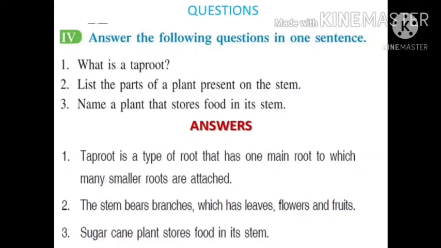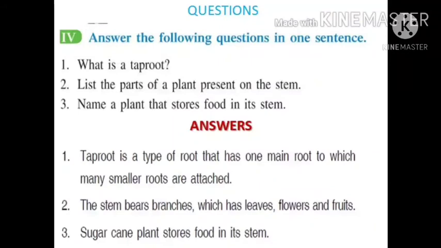Question number 4. Answer the following questions in one sentence. First, what is a taproot? Taproot is a type of root that has one main root to which many smaller roots are attached. So taproot is a type of root which has a main root, and from that there are many smaller roots attached to it.